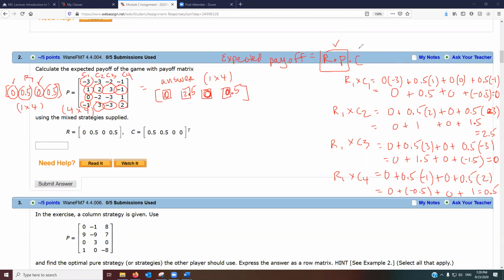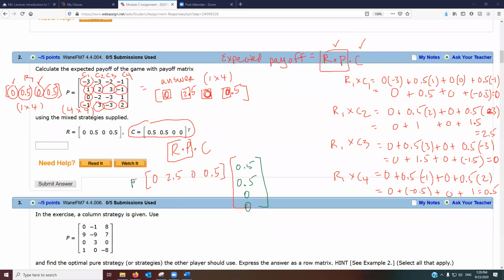Let's multiply that by the C matrix. So now we're going to do the final multiplication here. This answer we just came up with was 0, 2.5, 0, 0.5. And we're going to multiply this. Remember, we're going to transpose this and make this into a column matrix. So I'm going to write that as 0.5, 0.5, 0, 0.